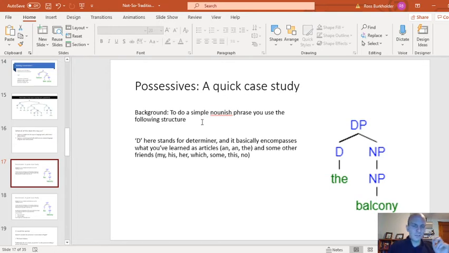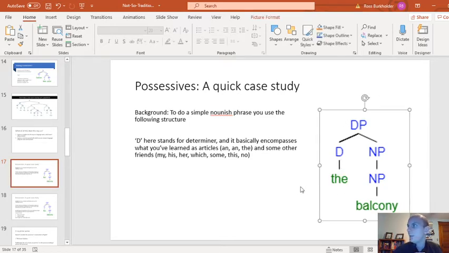Possessives. We're going to talk about possessives. This case study that I'm going to go over for the next 5 minutes is going to have to do with possessive constructions, and it's particularly going to have to do with the apostrophe S construction, like Ross's computer, with that apostrophe S there. But first, I'm going to give you a little bit of background. In generative grammar, in modern syntax, as it were, this structure over here is how you represent a noun phrase like the balcony.